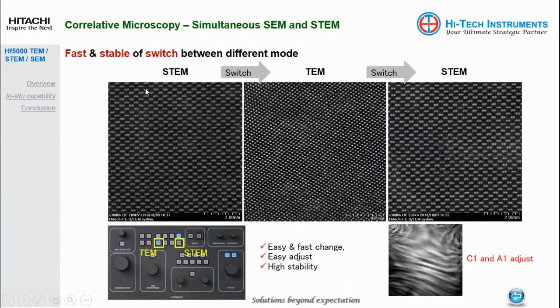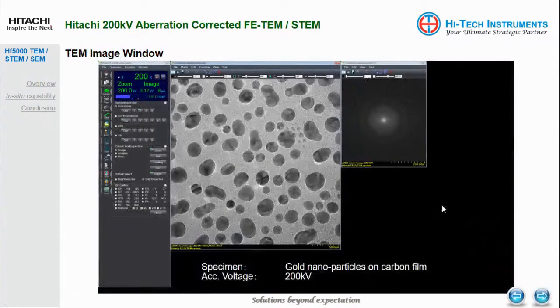And this one also to highlight the fast and stable switch between different modes. So this is the control panel of the HF5000, and this is the STEM imaging, the dark field STEM imaging. It is also atomic resolution. You switch to TEM by just one click, and you switch back to STEM. It's a very simple clicking and switching. And this is the TEM image window. You have the image and all the operation. And this is the FFT. If let's say you adjust the stigmatism or the lattice, you can see from the FFT image, fast Fourier transform.